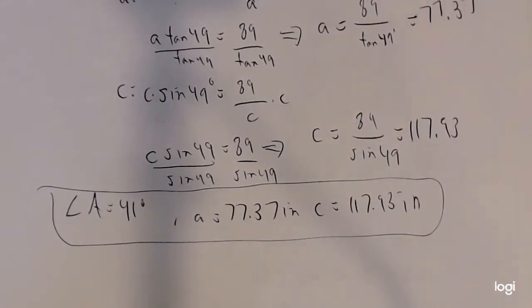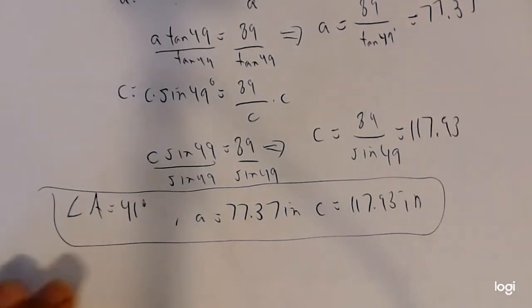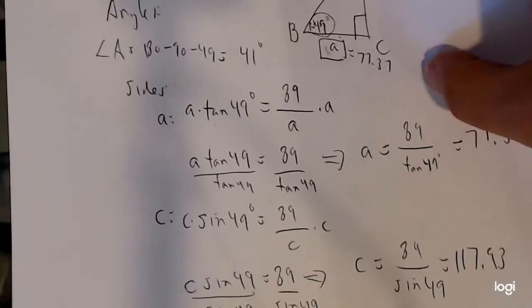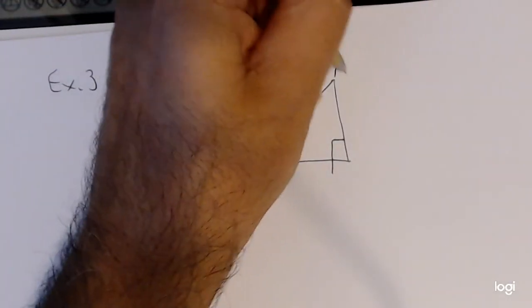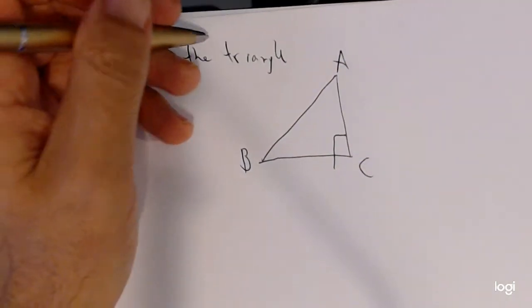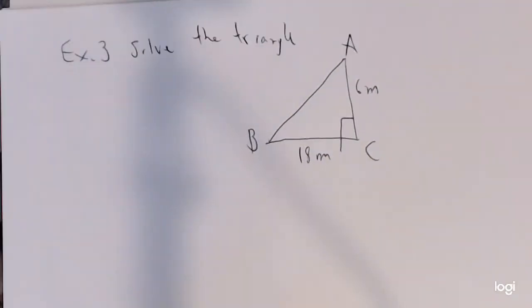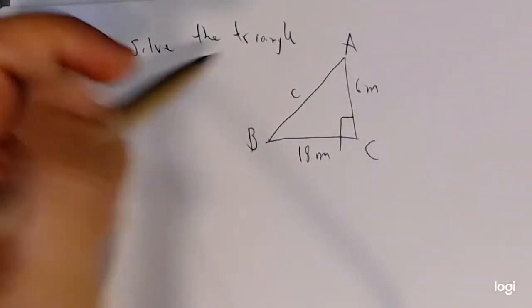Okay, so now the one other type of example I want to do is the type where we are going to need to work backwards to solve for the missing angle. So for example 3, we're going to say solve the triangle, and let's say this is A, B, and C. That's 18 meters, that's 6 meters, okay? And so we have, what are the sides and angles that we're missing?